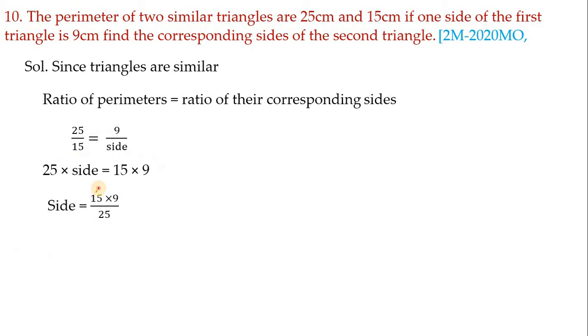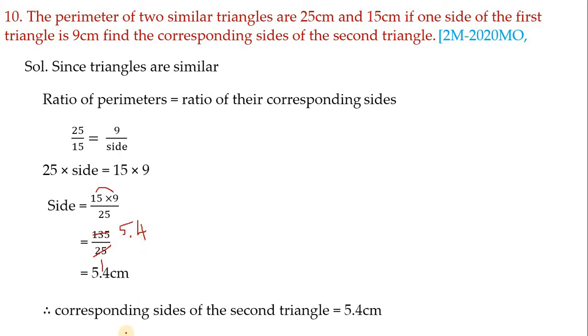Next let me multiply these two. 15 9s are 135, and in the denominator let it be 25. Next let me divide 135 by 25. 25 1s are 25, and 25 5s are 125, and 10 is the remainder. 10 we cannot divide by 25, hence put a decimal point and take 0. 10 has become 100. So next we can write 4 by 100. So the answer is 5.4 cm. Therefore the corresponding side of the second triangle is 5.4 cm.